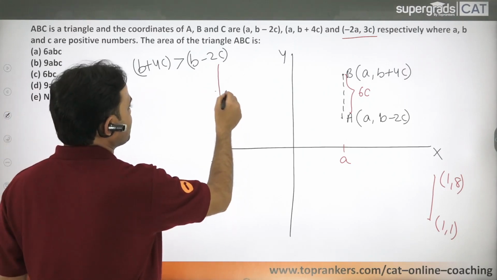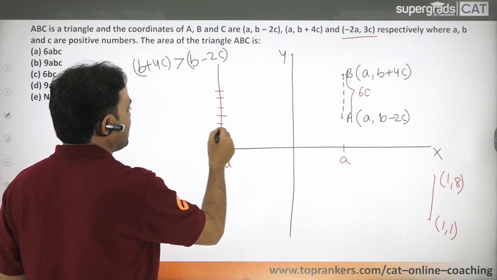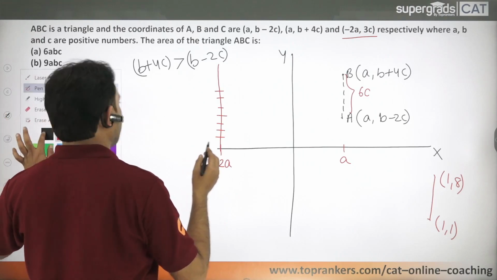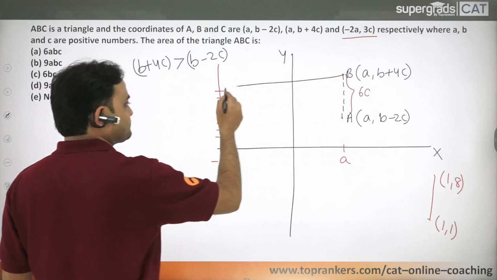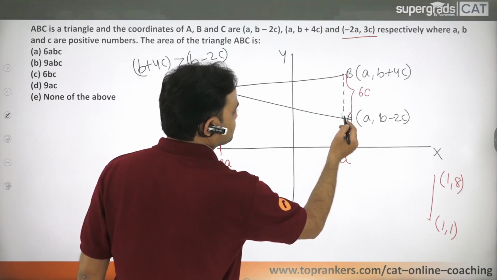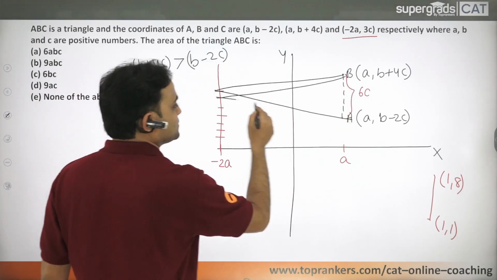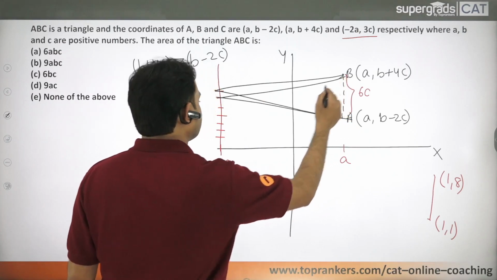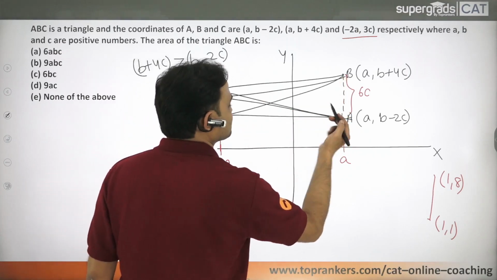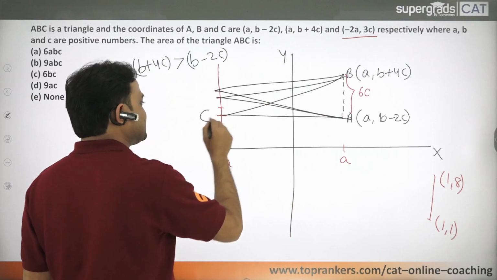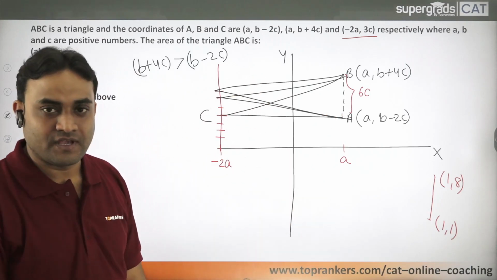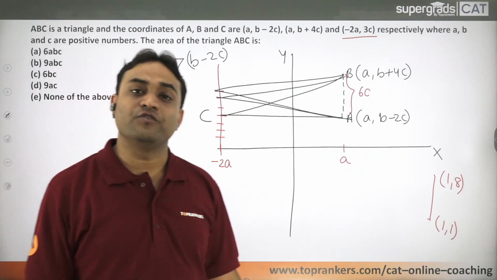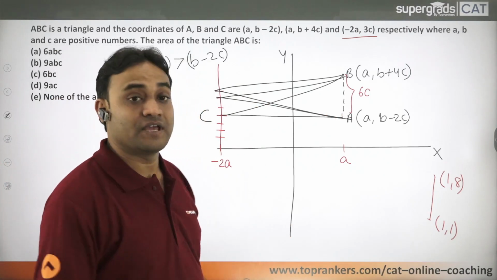But it could be here or here or here or here. Anywhere we can take 3C. So our triangle will become something like this or this or this, right? So ABC could be any of these triangles. How do we find the area of ABC?